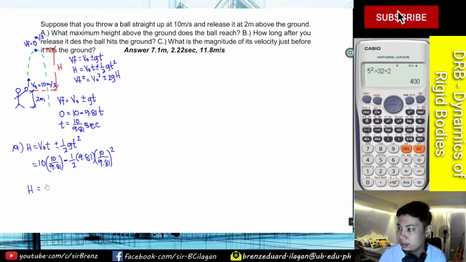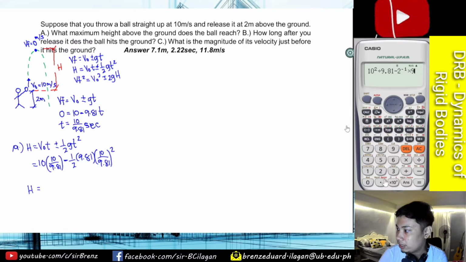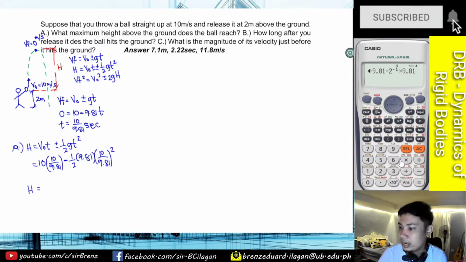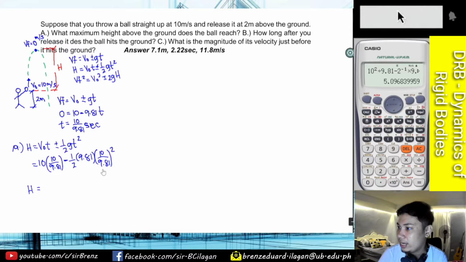So, pindutin lang natin sa calculator. 10 times 10, so squared ko na lang, divided by 9.81. And then minus 1/2 or 2 inverse times 9.81, times 10 squared divided by 9.81 squared. Okay lang yan. So, that is 5.09, 5.0968.